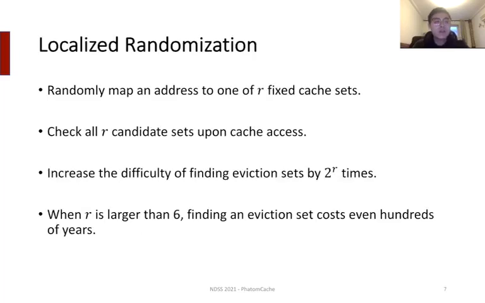In a word, localized randomization is to randomly map an address to one of R fixed cache sets. So upon a cache access, we will need to check all R candidate sets to search for the target cache line. However, even though R is a relatively small number, such as 8 or 6, this can still increase the difficulty of finding eviction sets by 2 to the R times. And this means when R is larger than 6, finding an eviction set costs even hundreds of years, which means the attacker can hardly succeed.